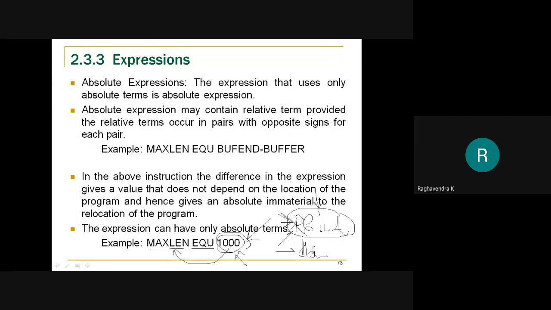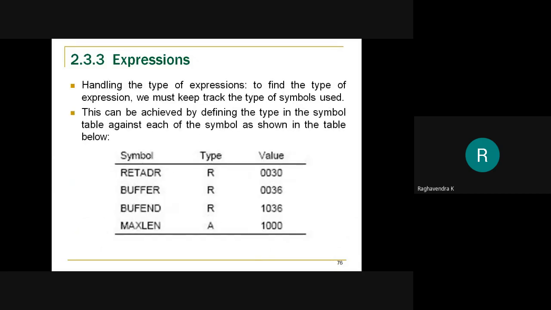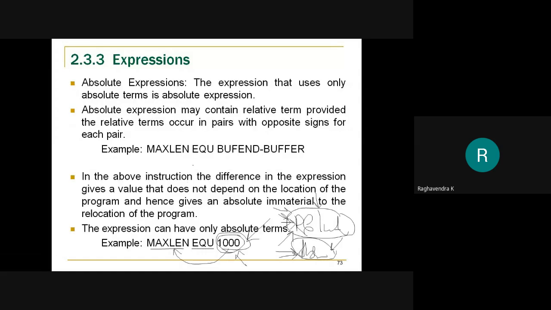The other term that we are going to consider is called an absolute term, which does not change over time. Even with the start of the program, they remain the same. Most of the constants are absolute terms, while most of the labels or symbols that you use in your expression or in your program are relative terms. Accordingly, we can differentiate expressions into two types: either a relative expression or an absolute expression.